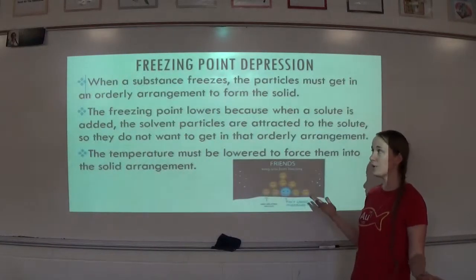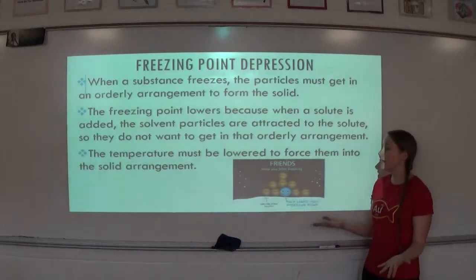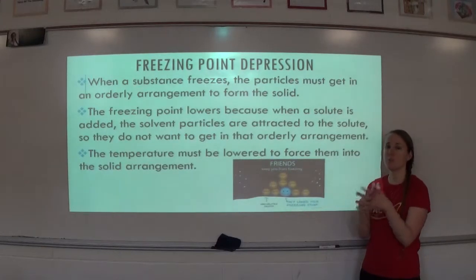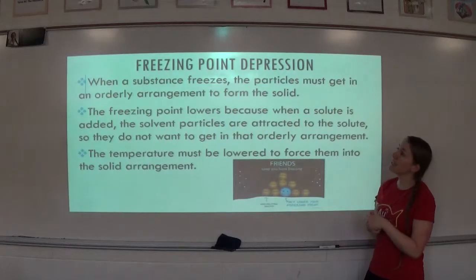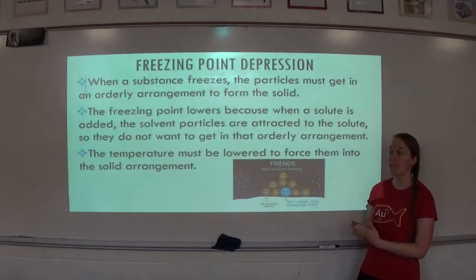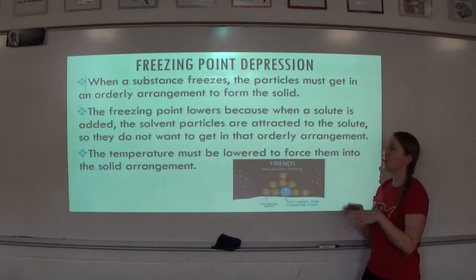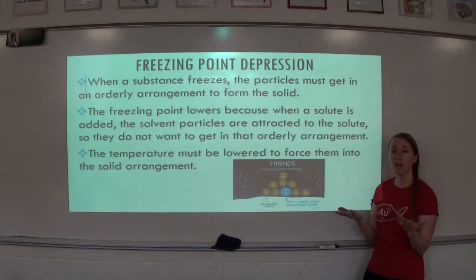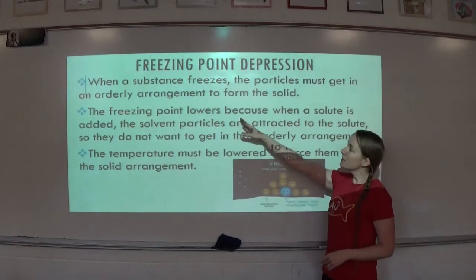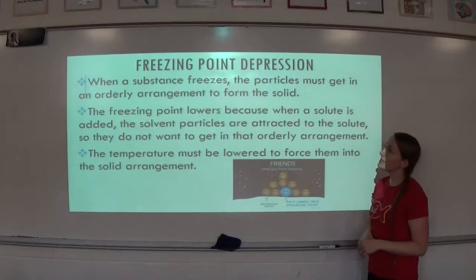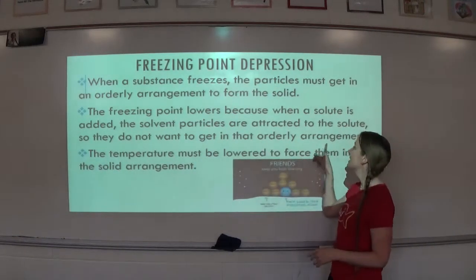Let's look at freezing point. The good thing about these is the explanation for all of them is the same. It's all about those solvent particles being attracted to the solute particles. When a substance freezes, the particles must get in an orderly arrangement to form the solid. Think about ice. We've talked about that in class. It forms that honeycomb shape with the six-membered rings so that it can form the most hydrogen bonding possible. Remember, that is not a bond, it's an intermolecular force. So the freezing point lowers because when a solute is added, the solvent particles are attracted to the solute, so they don't want to get in that orderly arrangement.